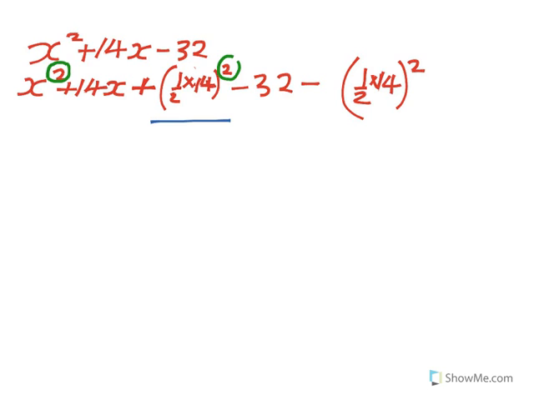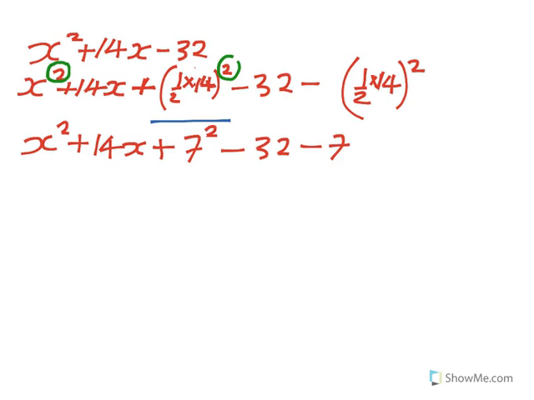So when you simplify it, you are going to have x squared plus 14x plus, don't use a calculator on the square, just simplify the inside. The inside, half of 14 is 7. 7 squared. So it's 7 squared minus 32 minus 7 squared. You see, our plus 7 squared minus 7 squared will still give us a 0. So when you take them off, you will still remain with the original version.